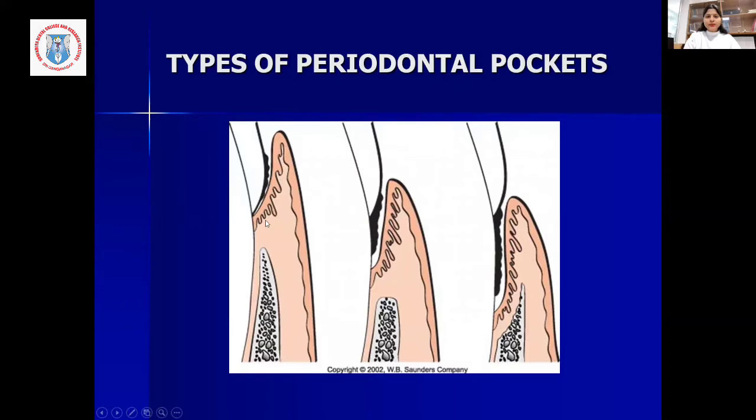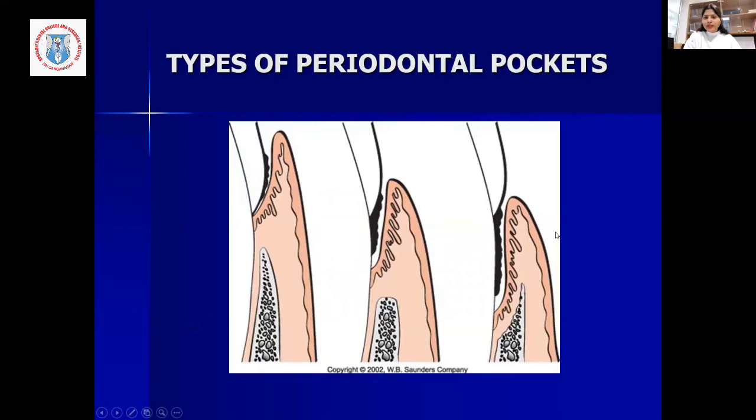This is a picture showing the true pocket as well as the false pocket. The first picture shows the false pocket, that is the gingival pocket, in which the gingival margin is coronally moved. Now you will find that the sulcus depth is increased, but the apical attachment of the gingiva is not detached, so there is only movement of the coronal margin.